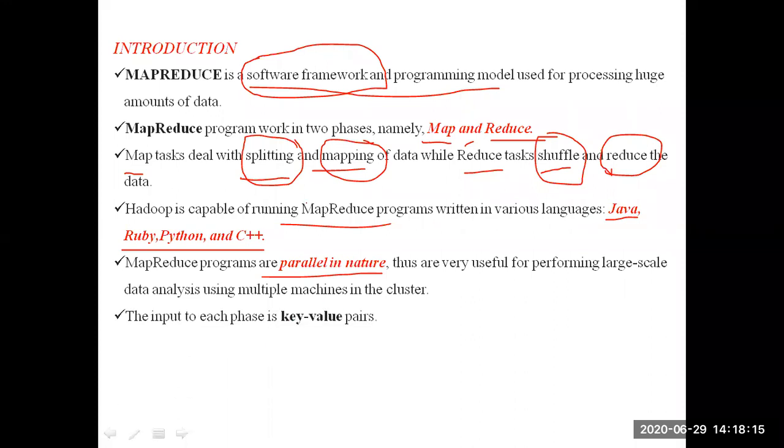As I told you, in MapReduce two phases are there: map phase and reduce phase. Again, the map phase has splitting and mapping, and reduce has shuffle and reduce. For each phase, the input is a key value pair. It will take the data as key value pairs. For every data value, it will maintain a key. All these things we will get clarity on in future classes.